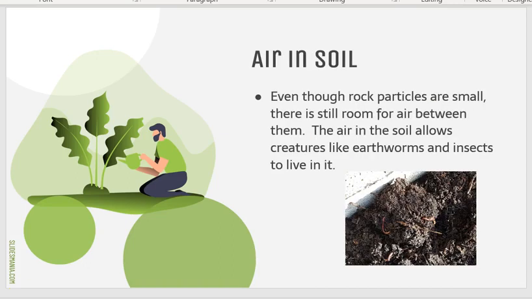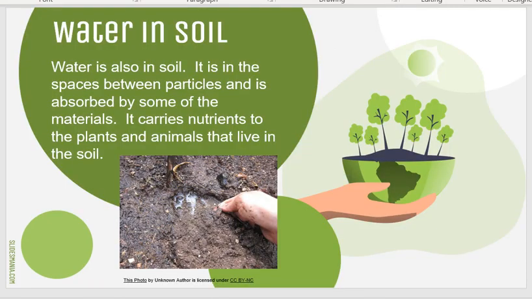Air in soil. Even though rock particles are small, there is still room for air between them. The air in the soil allows creatures like earthworms and insects to live in it. Water in soil. Water is also in soil. It is in the spaces between particles and it's absorbed by some of the materials. It carries nutrients to the plants and animals that live in the soil.